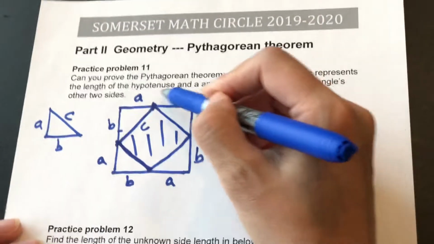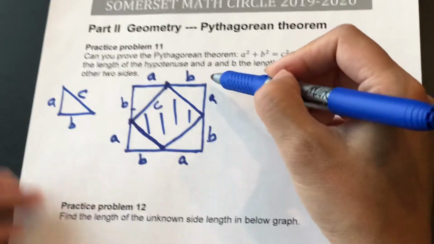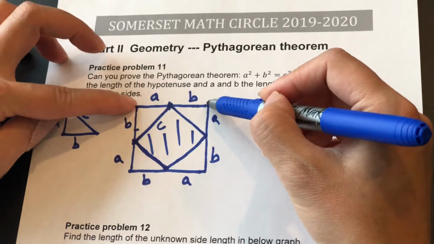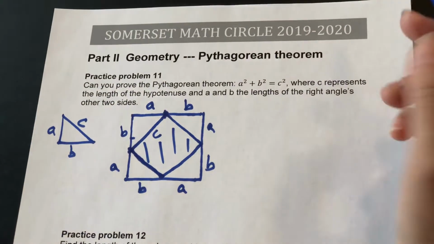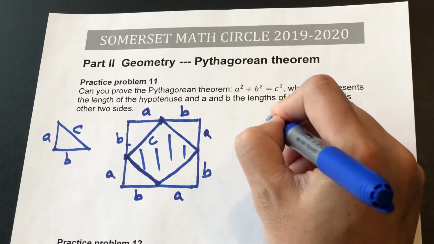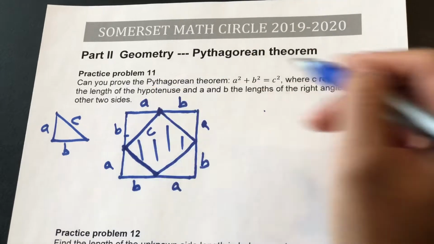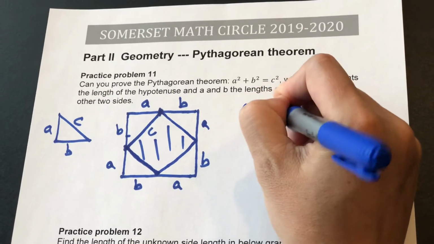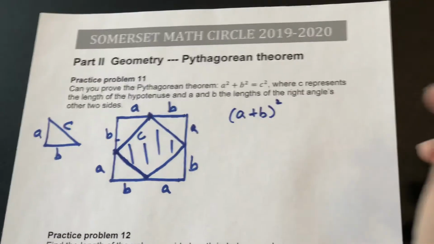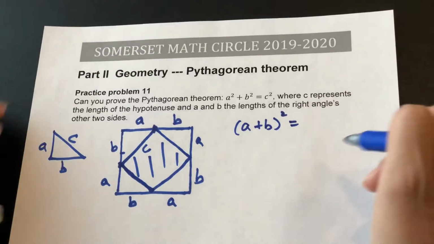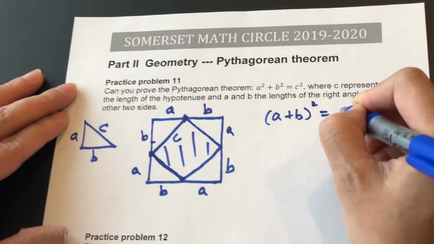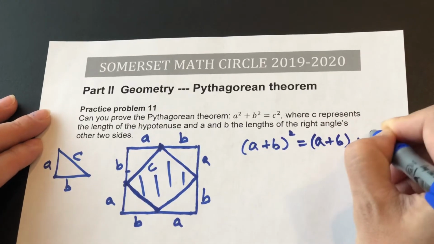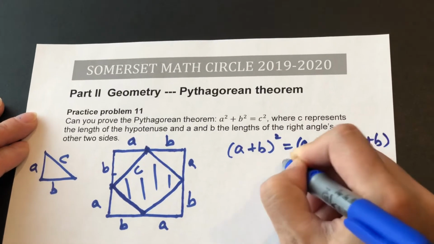So the outside square has a side of A plus B. The inside square has a side C. So let's see. The total area of the outside is A plus B squared. Okay, we can use different ways to decompose this square. A plus B multiplied by A plus B.